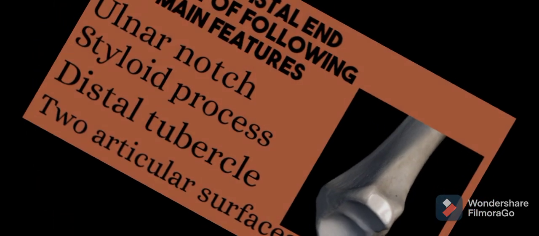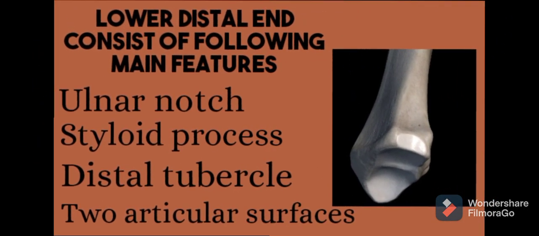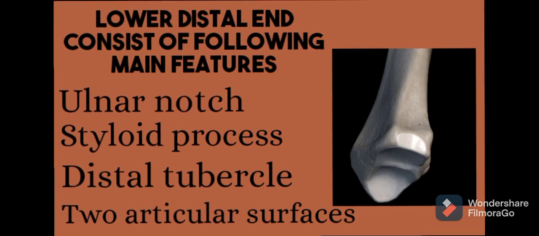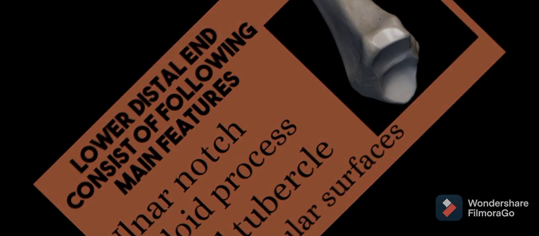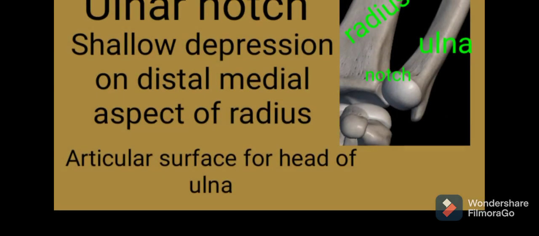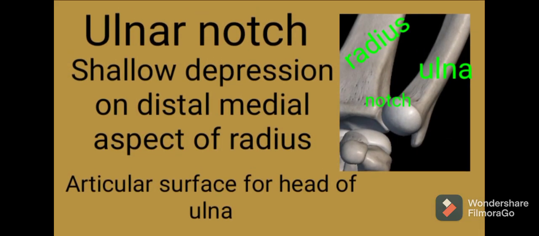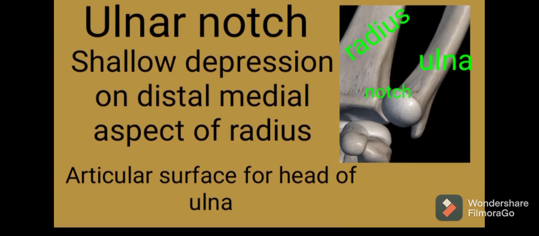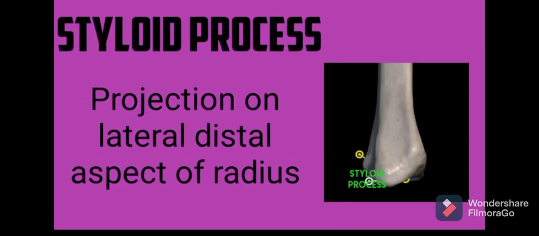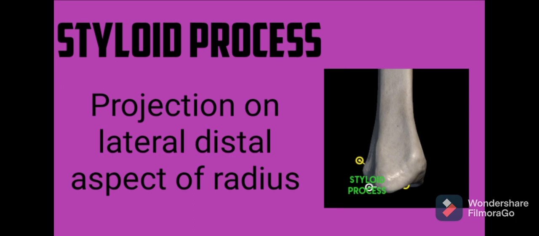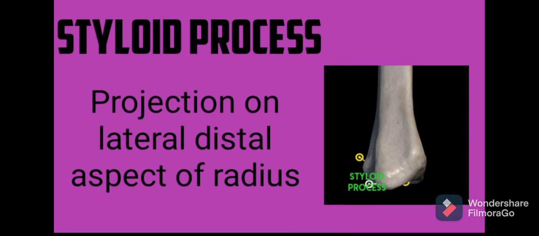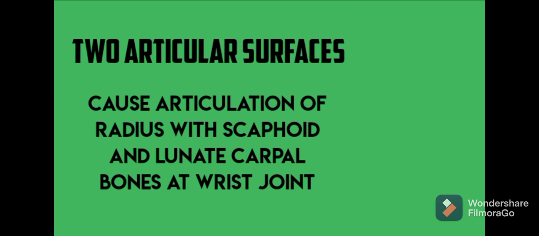The lower distal end of the radius consists of the ulnar notch, styloid process, two carpal articular surfaces, and dorsal tubercle. The ulnar notch is a shallow depression on the medial distal aspect of the radius, this is the articular surface for the head of the ulna. There is a projection from the lateral distal aspect of the radius, which is called the styloid process. At the distal end of the radius, there are two shallow concavities that form articular surfaces for the articulation of the radius with the scaphoid and lunate bones of the wrist joint.